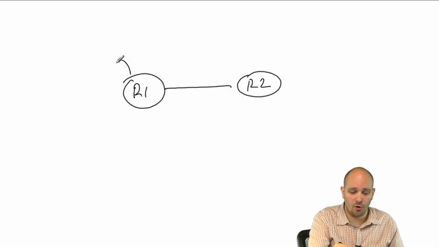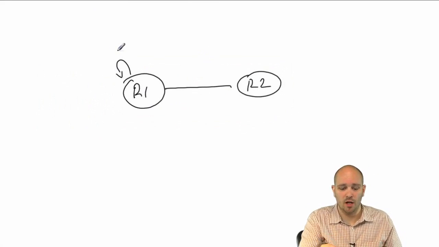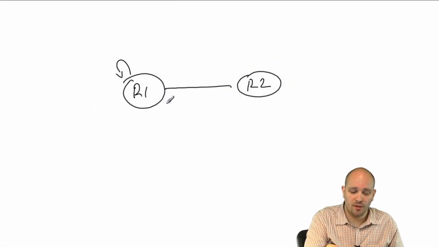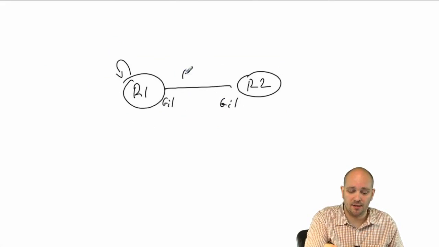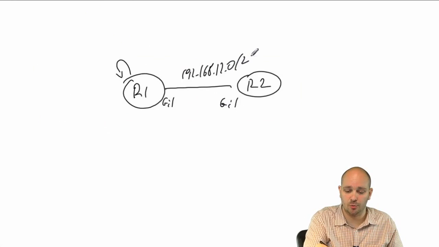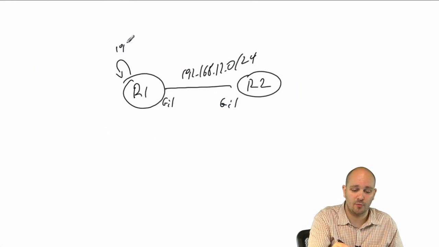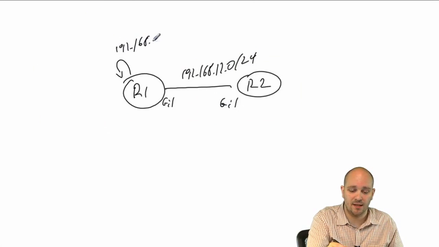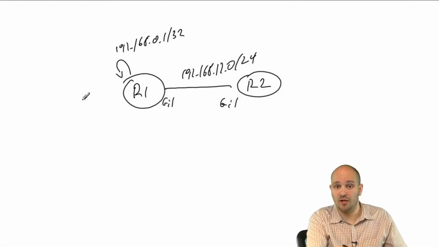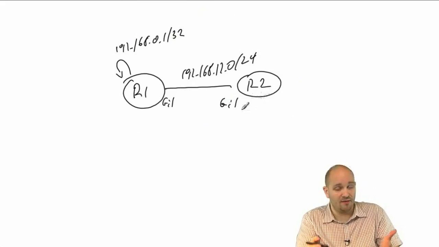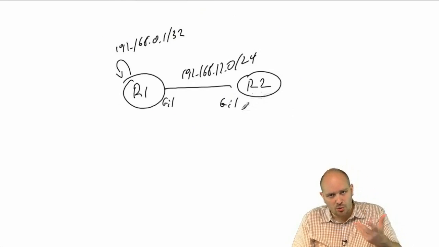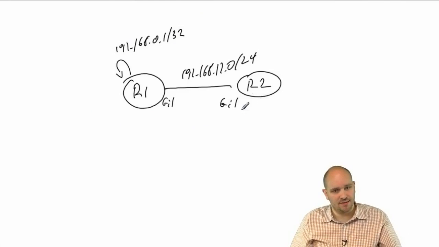And remember, on R1, we have that one loopback interface. So here we have interface gigabit 1, interface gigabit 1, and this is 192.168.12.0/24, and here we have 192.168.0.1/32. The OSPF is already running here, which means that R1 and R2 do have their databases. So let's take a look at these databases.